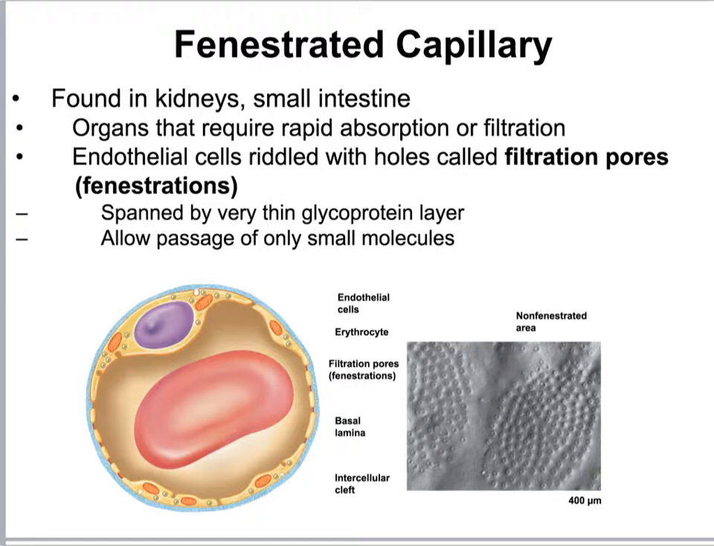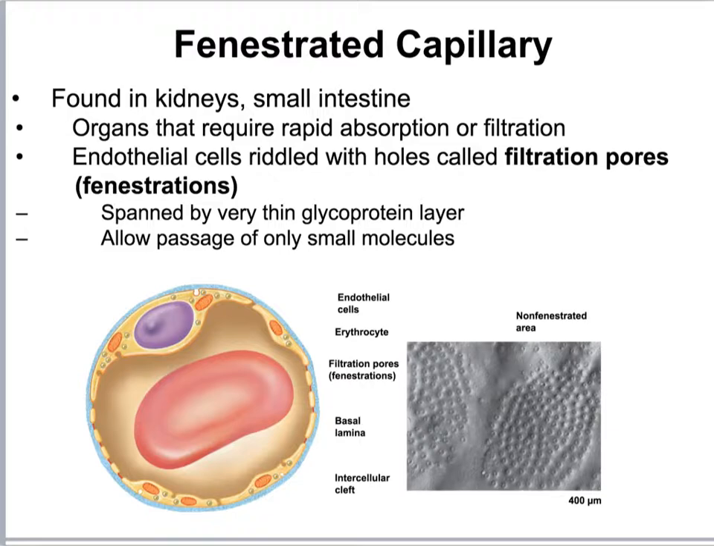Fenestrated capillaries are much rarer, and they are found in areas where you expect to see a lot of filtration and exchange of the capillary with the media around it. So you typically find it in the kidneys, where you're going to be filtering a lot of material out of the blood, and in the small intestines, where you're going to be absorbing a lot of material into the blood. The word fenestru means window in Latin. So fenestrated capillaries are windowed capillaries.